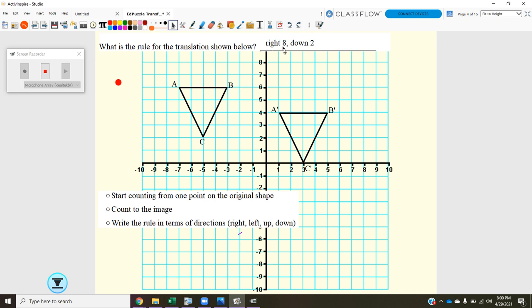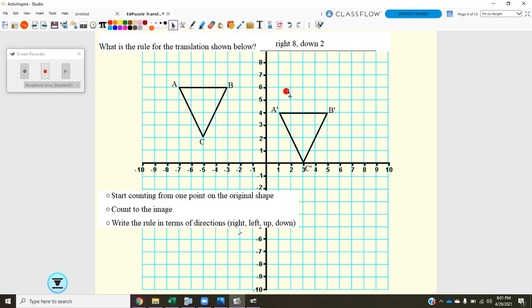Sometimes we're given the transformation already completed and we're asked to write the rule. So the rule here says right 8 and down 2. Well, how did I come up with that? Well, I'm going to put my dot on any point on the original shape. Any point, doesn't matter. I'll pick B. Now, how did I know that this shape right here is the original? Because it does not have prime marks. So I'm going to take my point, my dot, and put it on point B, and I'm going to move it toward the exact same point on the image, so the B prime.